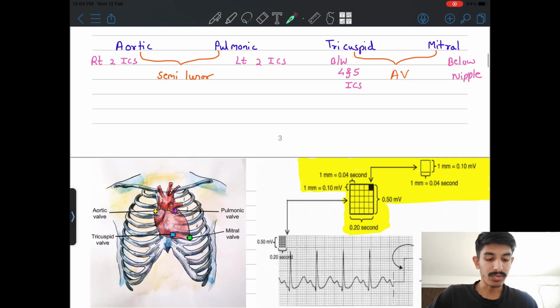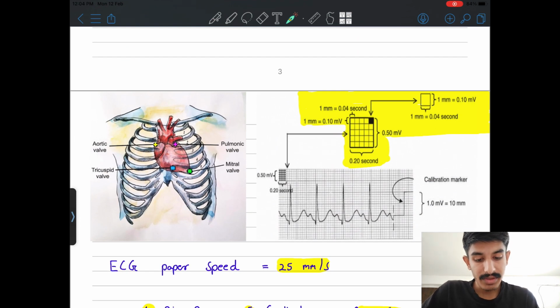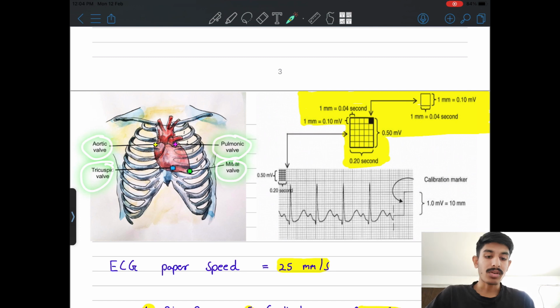They will be useful. As you can see in the diagram, the aortic valve is on the right side, then the tricuspid, mitral and pulmonic. You can remember all this by this diagram, where you will put the leads or where they are present.